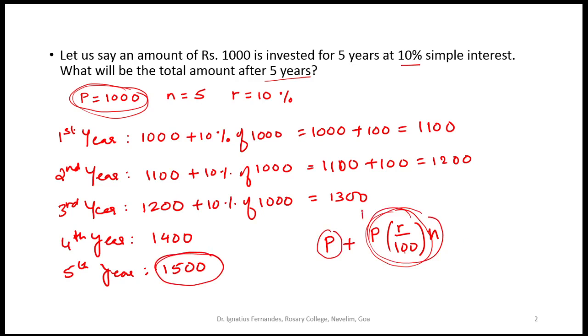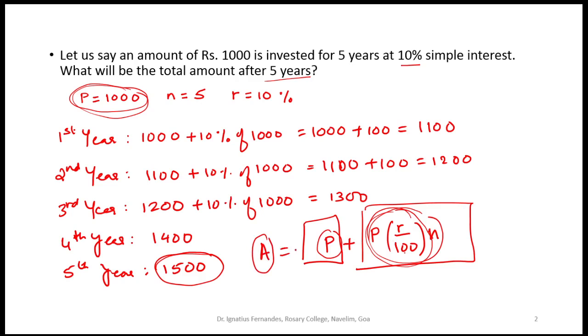Okay, so this part here is actually the interest amount. This is the amount that you invested originally. This is the interest that you got for n years based on the rate of interest. The total of this is the total amount A. Okay, capital A is the notation that we use for total amount.